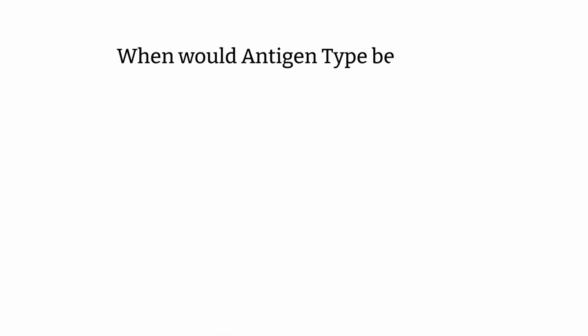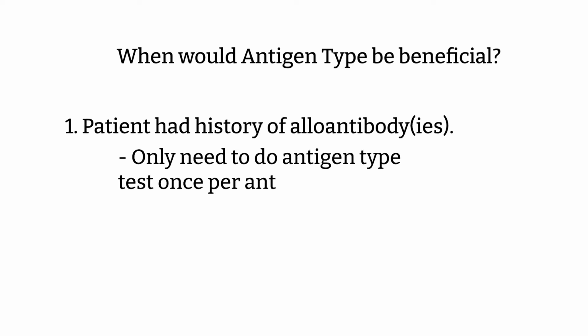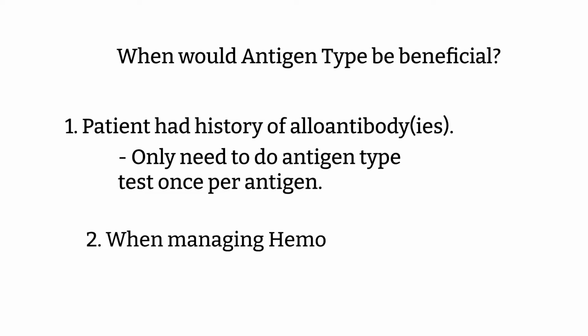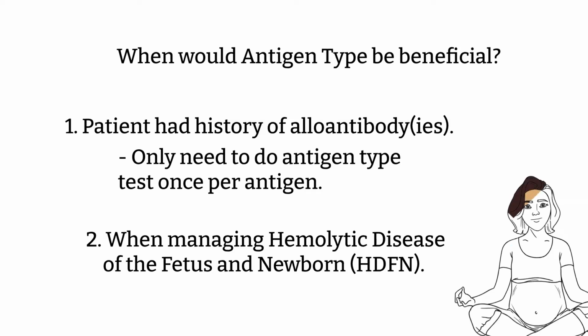When would antigen typing be beneficial? There are a few situations where performing antigen typing would be useful and helpful for the patients. 1. The patient has a history of alloantibody and/or we do not have the patient's record. 2. When managing hemolytic disease of the fetus and newborn, we can perform antigen typing on the mother and father, which can be useful to predict the chances of the neonate or fetus having particular antigens and allow for monitoring.